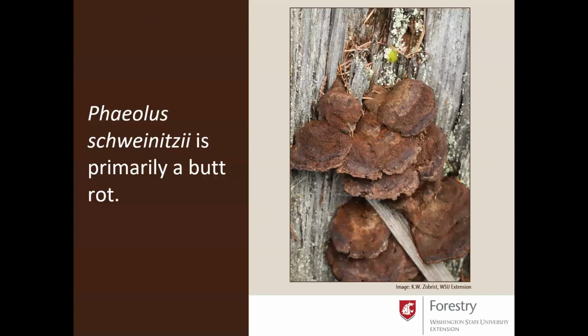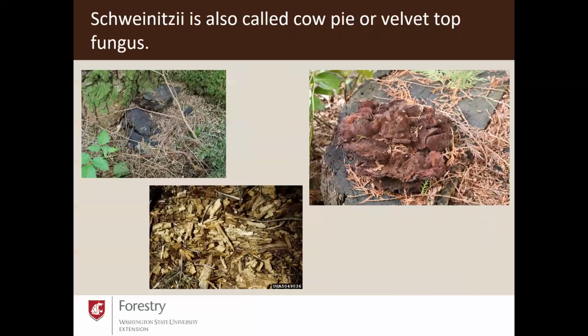Now, just a quick wrap up here. I don't have a whole lot to say about Schweinitzii. It's kind of a fun one. Now, it's primarily a butt rot, and one of the names for it is actually brown cubical butt rot, which always makes kids giggle, adults too sometimes. And this is also called cow pie or velvet top fungus.